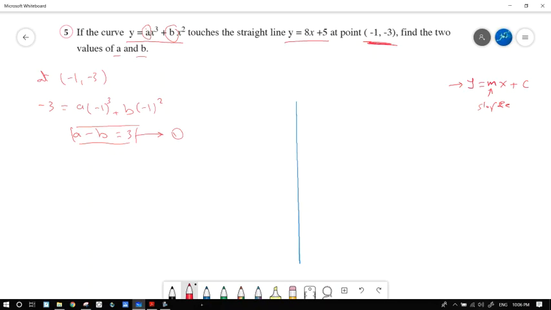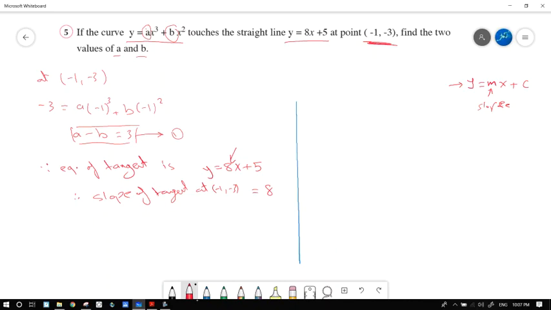So since the equation of the tangent is y equals 8x plus 5, therefore the slope of the tangent at this point, at the point (-1, -3), will equal 8. So this value is the slope of the tangent. Now to find another relation between a and b, I will use this property to find the values of a and b.